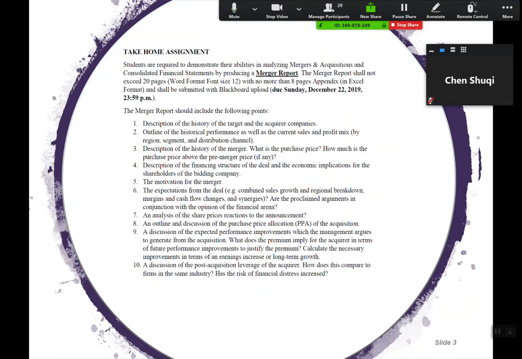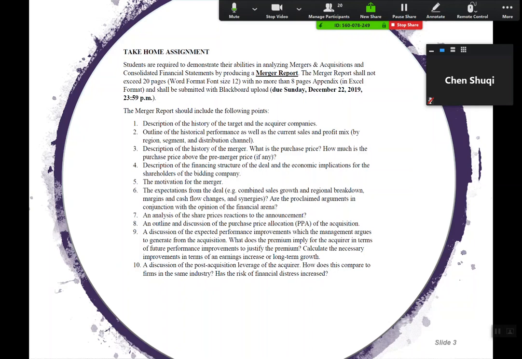So what are the points that the merger report should include? I've listed the 10 major points that I would like you to discuss, and I think you are familiar with most of them from your previous homeworks. The merger report should include, first of all, a description of the history of the target and the acquiring company. You should outline the historical performance of the target company and the acquirer, as well as the current sales and the profit mix. So where is most of the sales generated in terms of the region, in terms of the segment, in terms of the distribution channel. As you all know, you'll find all of this information in the consolidated financial statements of the two companies that you're looking at.